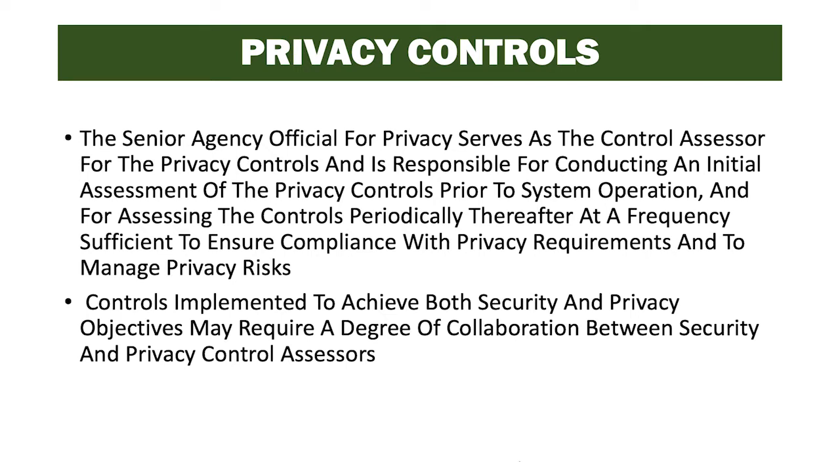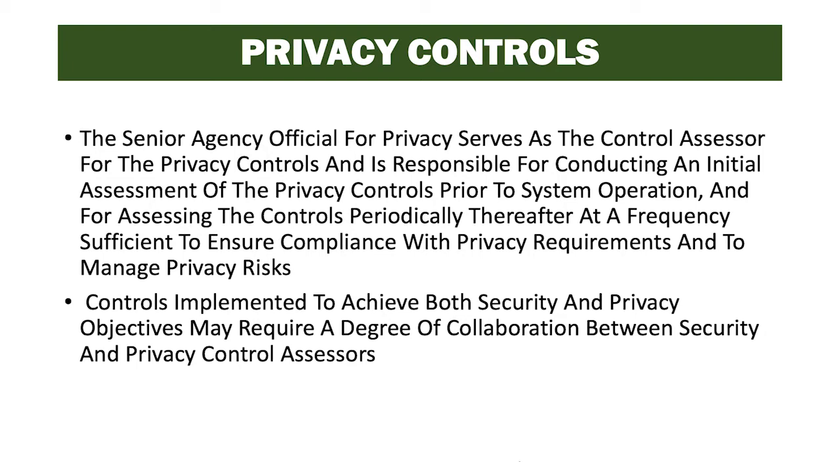The senior agency official for privacy serves as the control assessor for the privacy controls and is responsible for conducting an initial assessment of the privacy controls prior to system operation and for assessing the controls periodically thereafter at a frequency sufficient to ensure compliance with privacy requirements and to manage privacy risks. Controls implemented to achieve both security and privacy objectives may require a degree of collaboration between security and privacy control assessors.